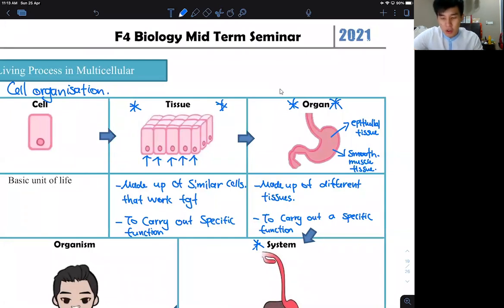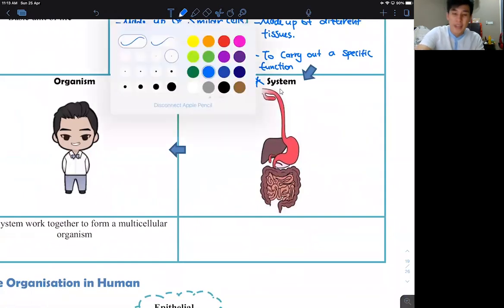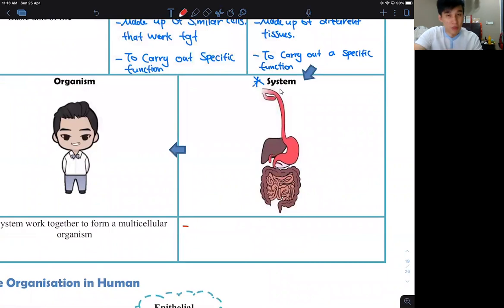Now, after that, all these organs will combine to form a system. So stomach, liver, small intestine, pancreas, all of this becomes a digestive system, right? So if they ask you, what is a system? So system, if it is 2 marks, you can say made up of several organs.